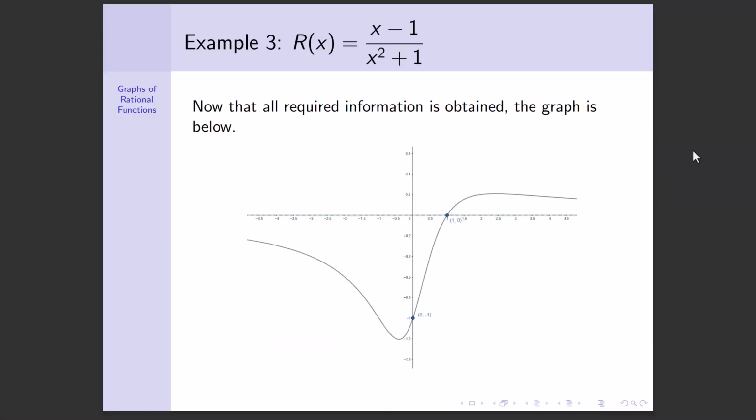So in this example here, we were able to deduce the overall behavior of this rational function. So rational functions do not have to have holes or vertical asymptotes in order to be graphed. And this is an example of one that doesn't have either of those characteristics.